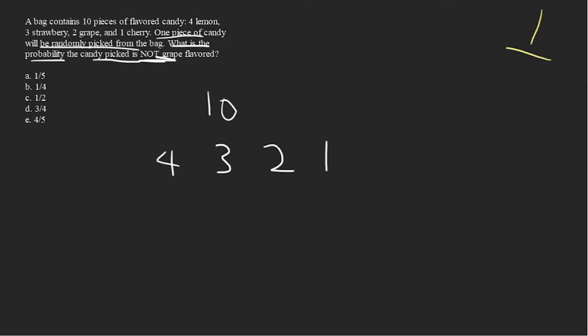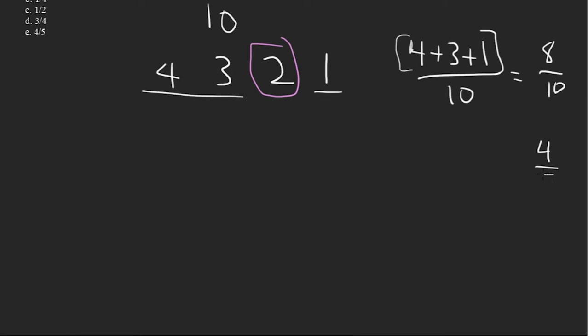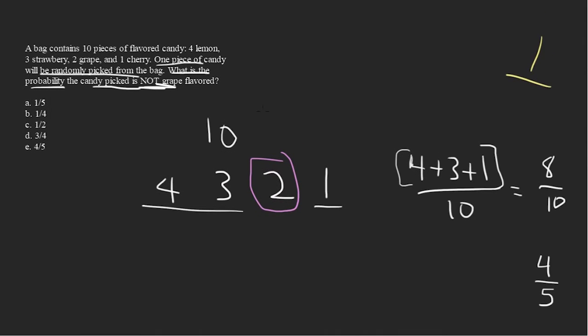So we had 2 grapes, right? We had 2 grapes. So what are the odds that we get any one of the others? It's going to be 4 plus 3 plus 1 over 10. Right? Any one of the others, lemon, strawberry, cherry, over 10. And that's going to be equal to 8 over 10, which simplifies to 4 over 5. So E is our answer.